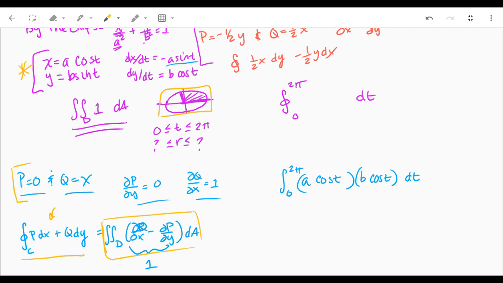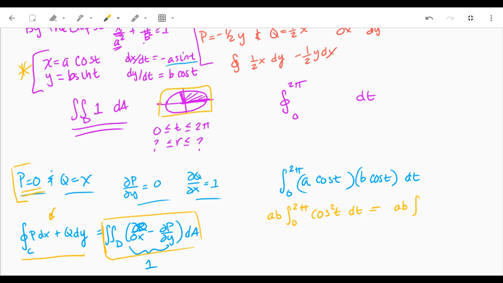Again, P is 0, so we don't have that first part there. Q is x, which is a cosine t. And then dy would be b cosine t dt. A and B are constants. So we have AB times the integral from 0 to 2 pi of cosine squared t. And then we know that we have to use a trig identity for that.